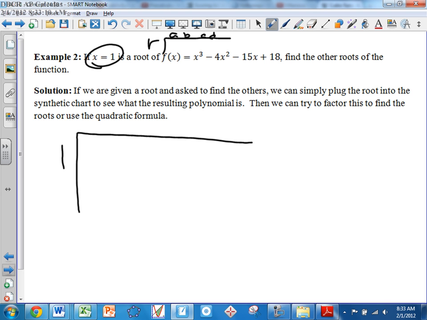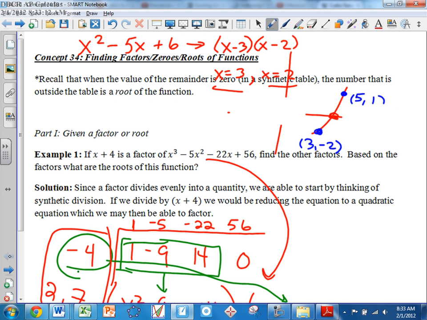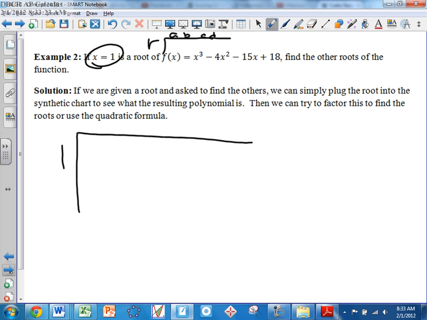Again, last problem, we were given the factor x plus 4. And remember we used negative 4? We switched the sign because it was a factor. Because to get from a factor to a root, you have to switch the sign. But if you have the root already, like we do, don't switch the sign. There's no need.